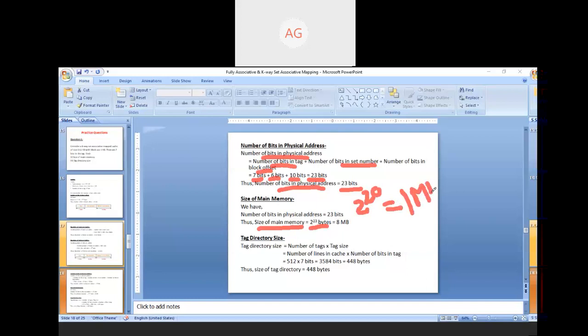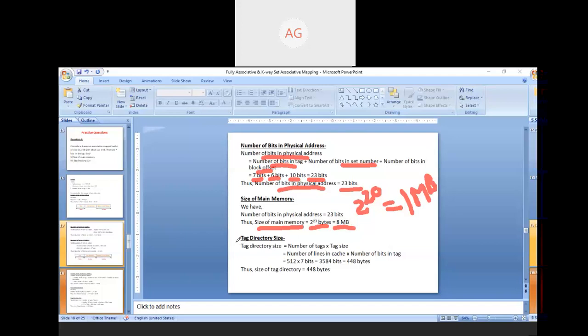1 MB. So it means out of 2 to the power 23, 2 to the power 20 is converted to MB. So how many left? 2 to the power 3 is left. So 2 to the power 3 is basically 8. So the size of the main memory is 8 MB. So this concludes the first part of the question, the size of the main memory, which comes out to be 8 MB. Now we also need to solve the second part.